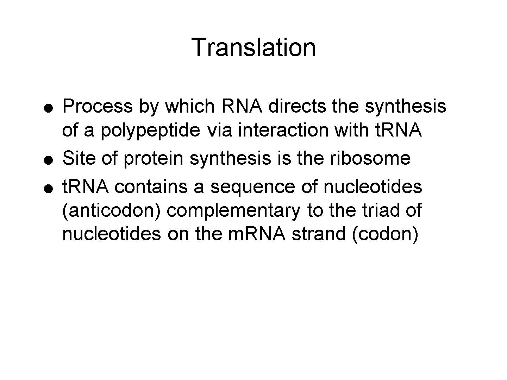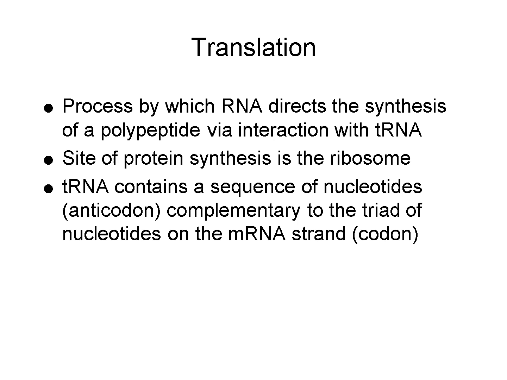Translation is the process where RNA directs the synthesis of a polypeptide, which will become a protein. This happens through the interaction of messenger RNA with transfer RNA, also known as tRNA. The site where translation takes place is the ribosome. Each tRNA molecule carries a specific sequence of 3 nucleotides, called an anticodon, which pairs up perfectly with a matching 3 nucleotide codon on the messenger RNA strand.